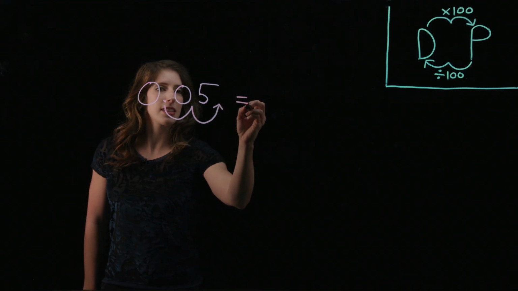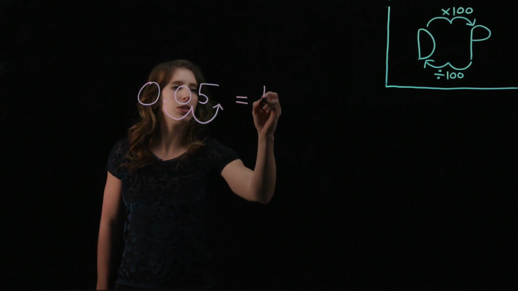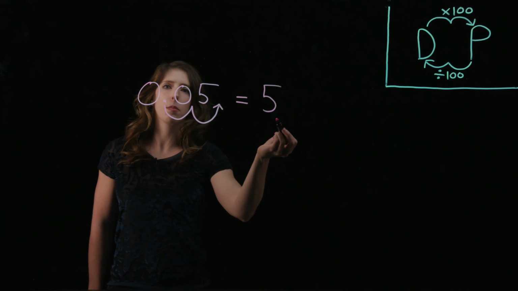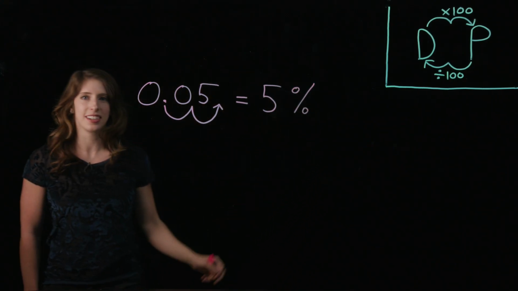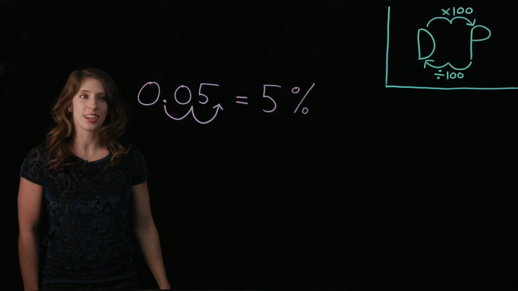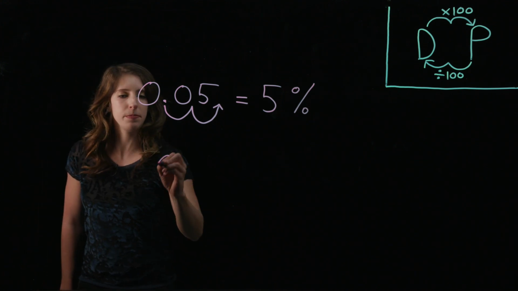So we can say 0.05 is equal to 5.0%, but 5 is a whole number, so we can just write 5%. Okay, there's one example, but let's do another one.